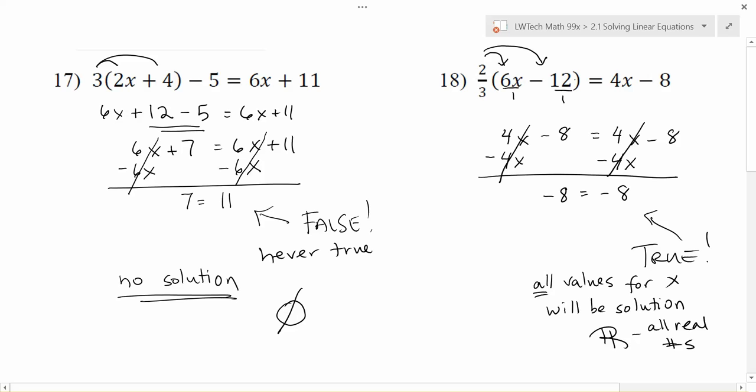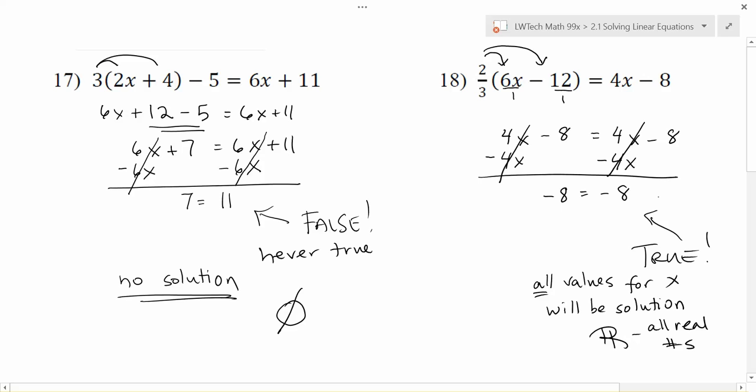You could put in 0 and it'll work. You could put in 5 and it'll work. You can put in negative 4,612 and it will work. You can put in pi and it will work. It doesn't matter. Any number that you pick for x is going to work because eventually the x doesn't have any impact in the problem. It drops out and you're left with something that's always going to be true.